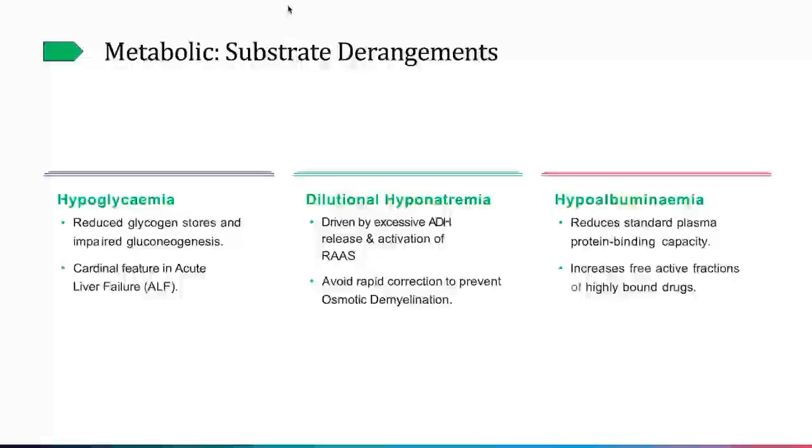And metabolic derangement wise, hypoglycemia. So as we discussed earlier, there's glycogen storage and gluconeogenesis happening in the liver. Both of these will be impaired in liver disease. So the patient will end up with hypoglycemia. Hypoglycemia is a cardinal feature in acute liver failure or acute on chronic liver failure or maybe decompensation. But we usually don't see hypoglycemia in patients with chronic liver cell disease.